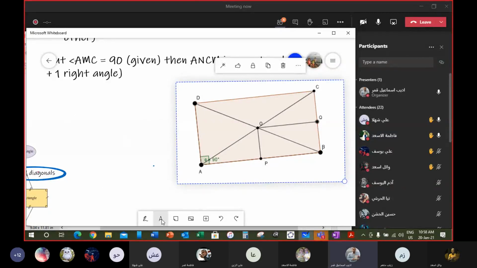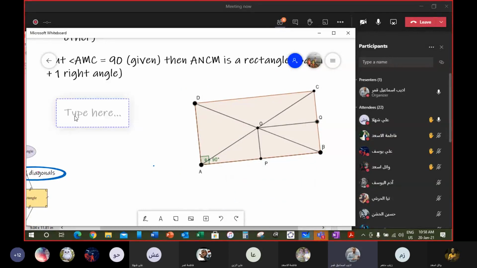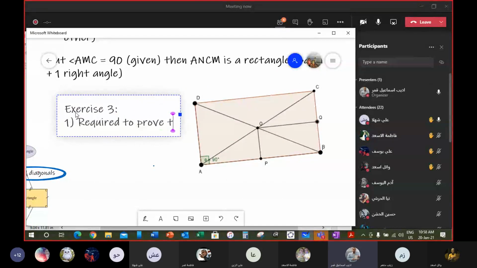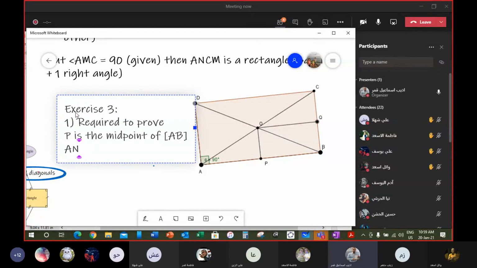Part 1. Required to prove that P is the midpoint of segment AB and Q is the midpoint of segment BC.